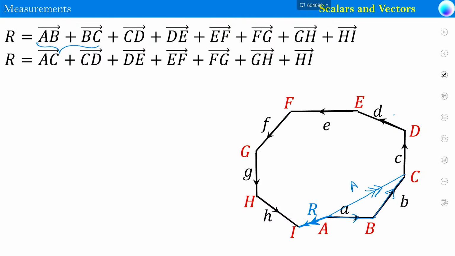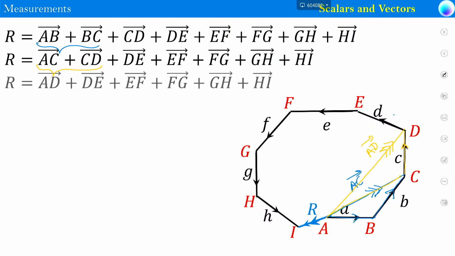So this is the AC vector. And then we take another color and explain that idea. AC plus CD, and you can say that it is AD. So AC plus CD is AD.